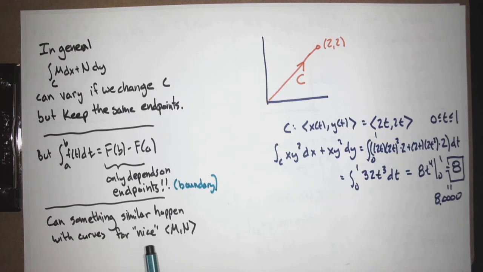In other words, is there some nice type of function where it does only depend on the endpoints, where we can get something like an antiderivative going on? And next time, we'll see that the answer is yes. For some nice cases, that's possible. All right, that's next time. That's it for today.